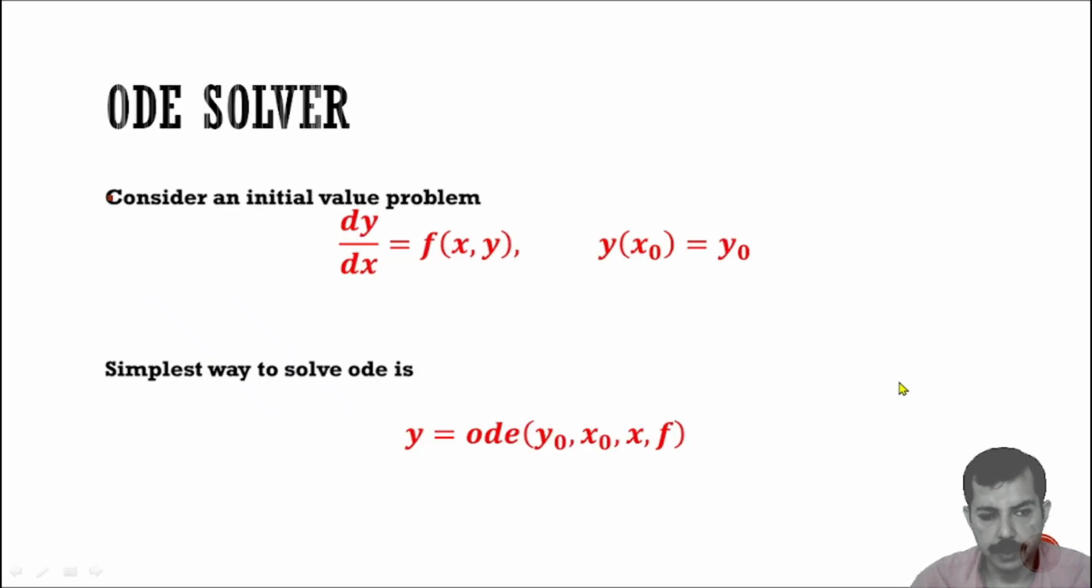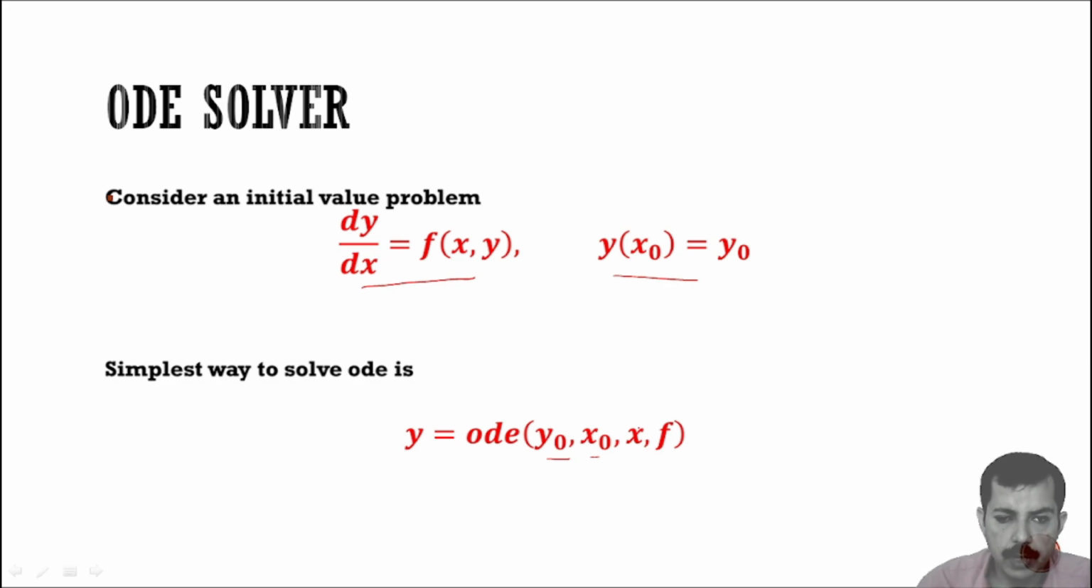We are considering one initial value problem. So dy by dx equal to f of x, y. This is my initial value problem, and this is the initial condition. Now the simplest way to solve the ODE is the command ode. First we pass the value y naught, x naught, x and f.